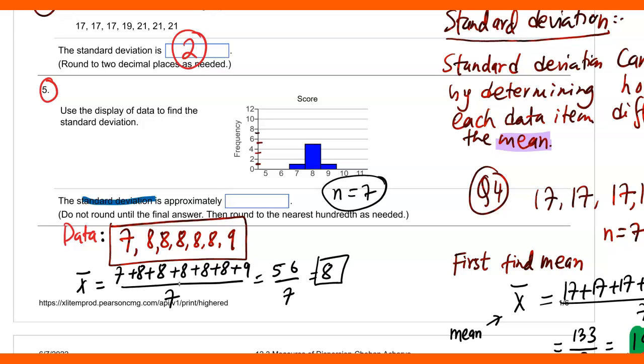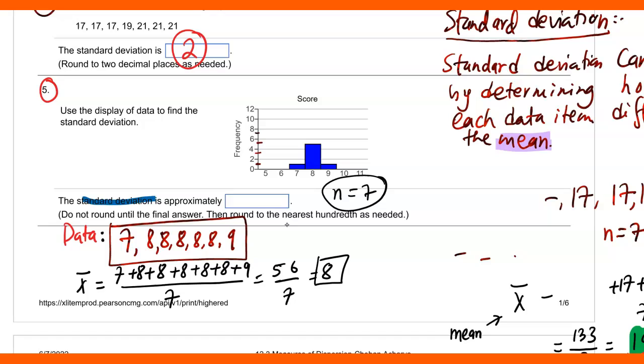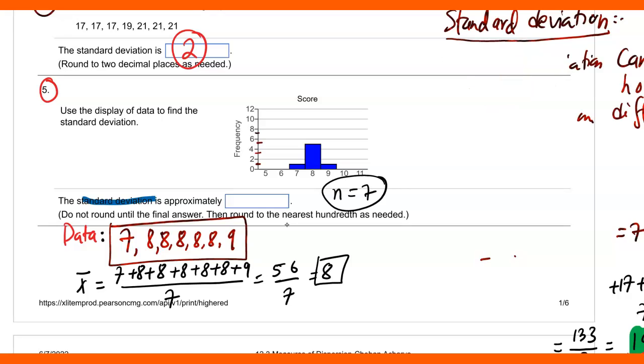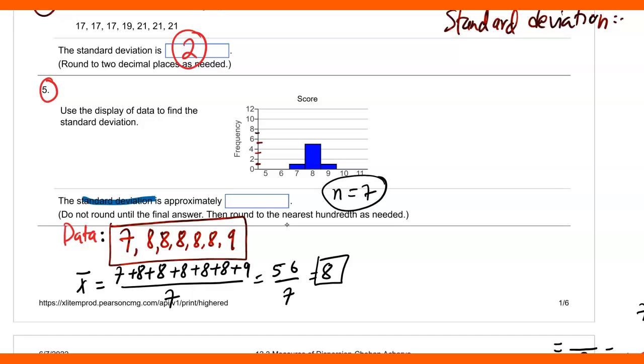Correct. Now let's find the standard deviation. I'm going to erase this one on the side so that I can write here for this question. Standard deviation like we did before. This time I promise I'm not going to leave that number. Okay, let's try not to leave the number.